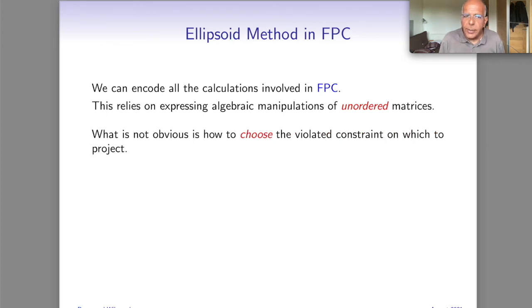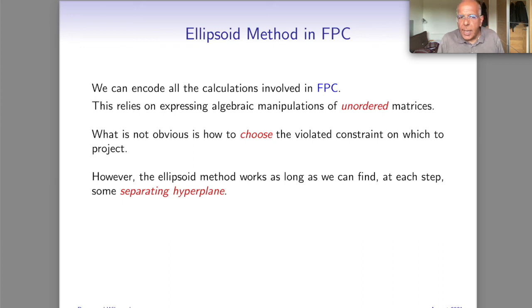What is not obvious is the step where you choose the constraint which is violated and project onto it. Because how do you choose one constraint among the set of all constraints? The collection of constraints is not ordered, right? There isn't a first one. There are symmetries. And if you were to choose one rather than another, that might be a symmetry breaking operation, which is what we're not allowed to do.